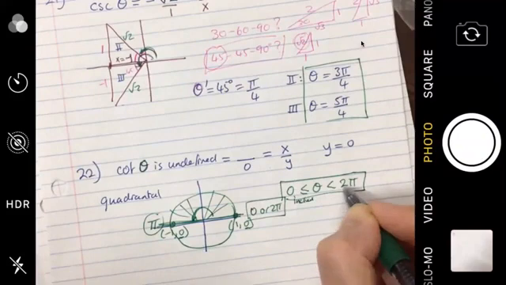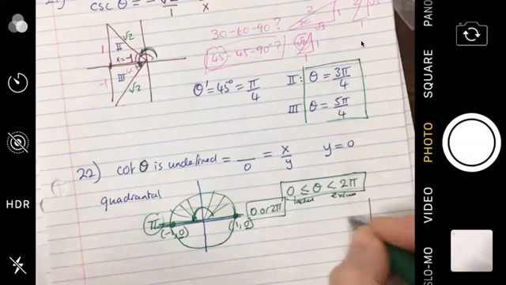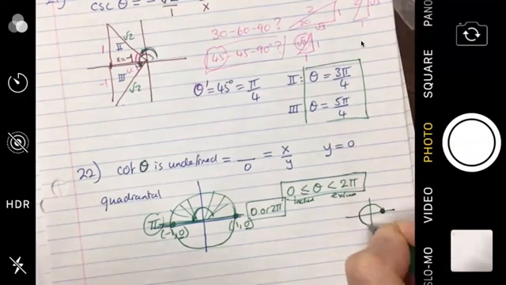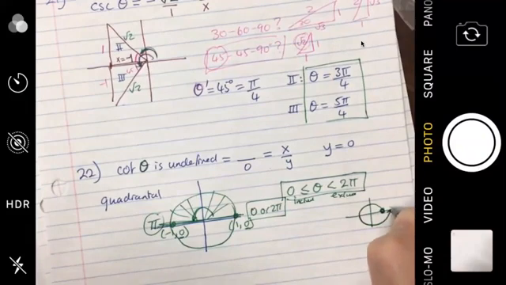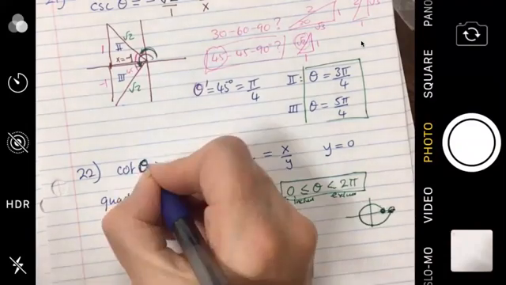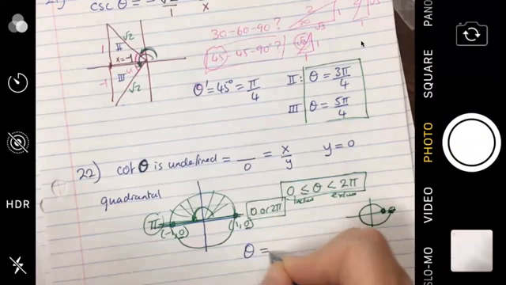This range was telling us my angles could be anywhere from 0 included, all the way around, including pi, all the way around a full rotation up to 2 pi, but excluding 2 pi. So my answers to this question, remember we're being asked to find values of theta, which is angles. Our angles are 0 or pi.